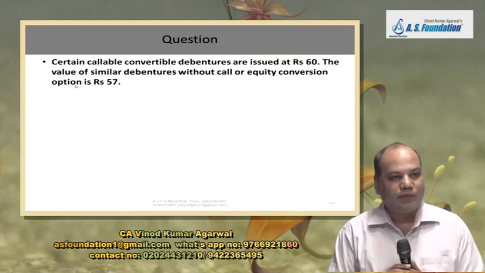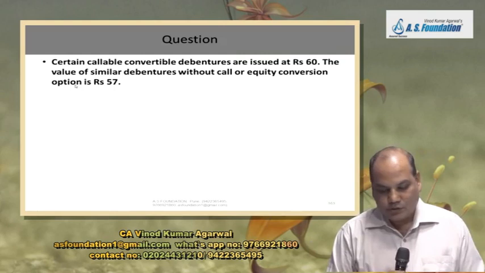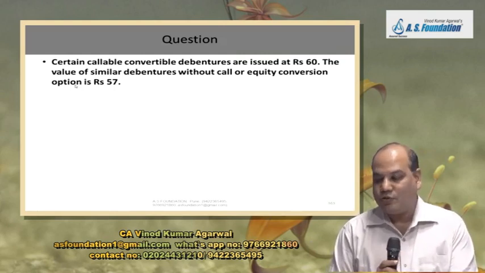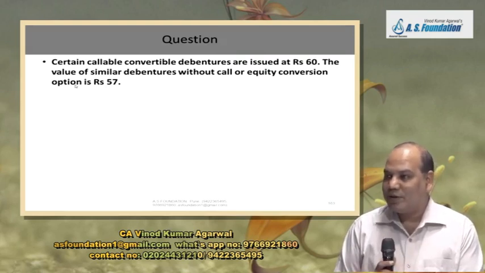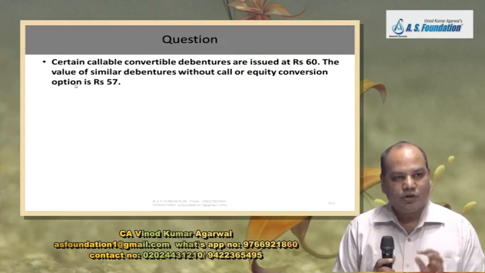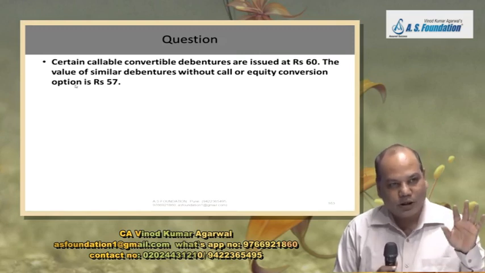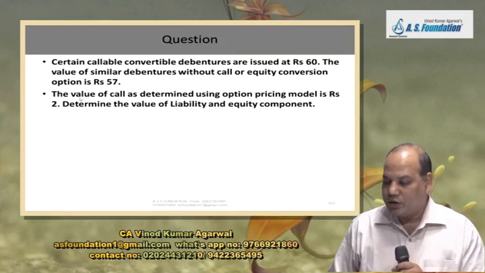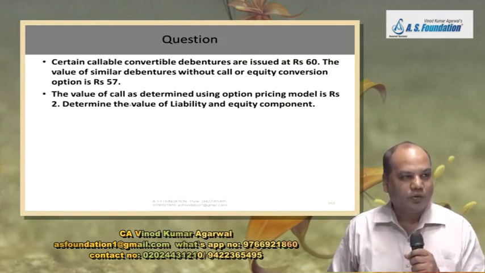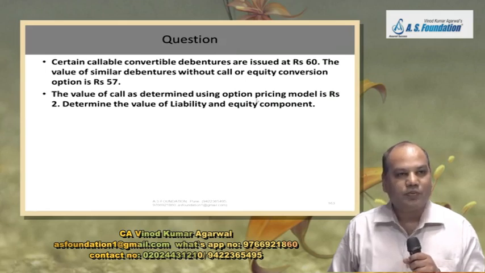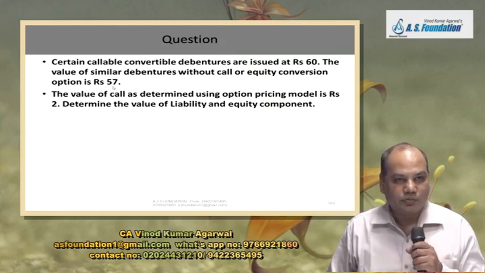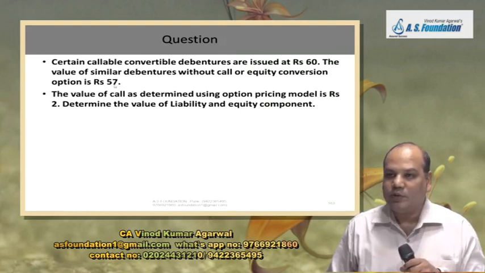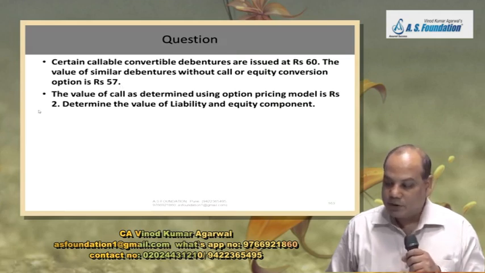Now there is a small question they have asked in the exam for 4 marks. Certain callable convertible debentures were issued at rupees 60. The value of similar debentures but without call or equity conversion option, meaning if I take the present value of future cash flows, I'll get 57 rupees. And as I said, in the exam they give you the value of the call option as computed under the option pricing model, which is 2 rupees. This 2 rupees will be adjusted against the liability portion. So the adjusted liability will become 57 minus 2, 55.